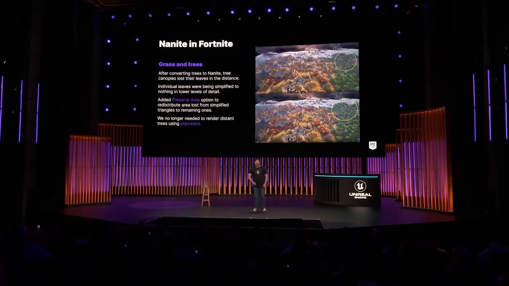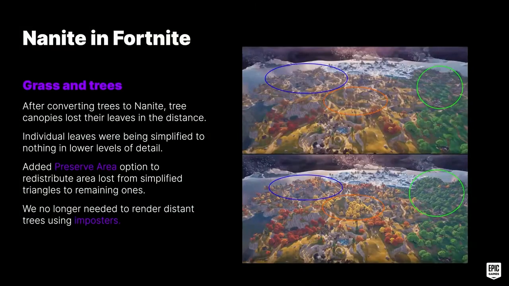After converting our trees to Nanite, an issue cropped up where the canopies of the trees would disappear in the distance, leaving them bare. This was due to the simplifier collapsing individual leaves down to nothing when generating lower levels of detail. To fix this, we added a preserve area option that will redistribute the surface area lost to simplification, meaning some leaves drop out as well as others get larger in the distance. With the addition of this feature to Nanite, it was now more efficient to render the same tree meshes in the distance and up close, instead of the imposters we rendered for distant trees in previous chapters.